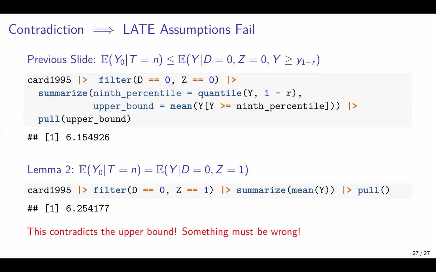But as I mentioned before, our assumptions also imply that we can directly compute the expected value of y0 given that T is n. How do we do that? Well, we just look at the average value of y when d is 0 and z is 1. I'm going to compute that, and I get 6.25. That seems to present a problem because this is actually above our upper bound. So something must be wrong.